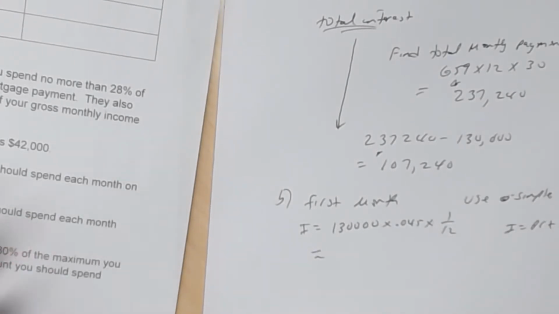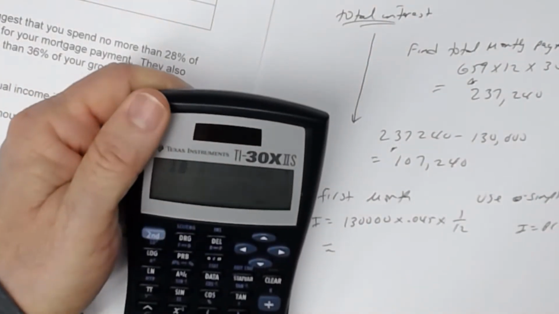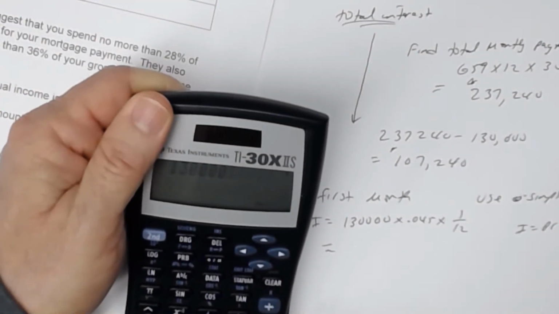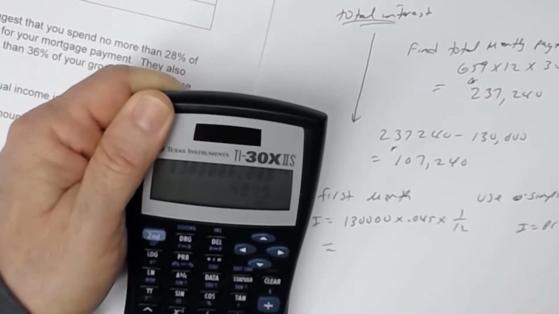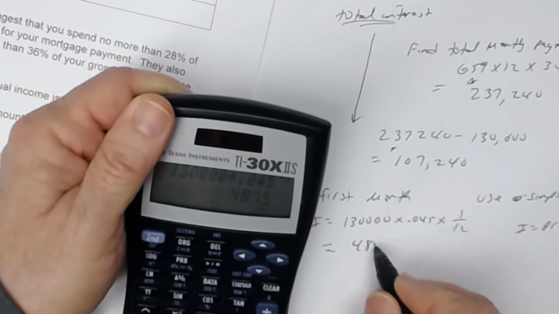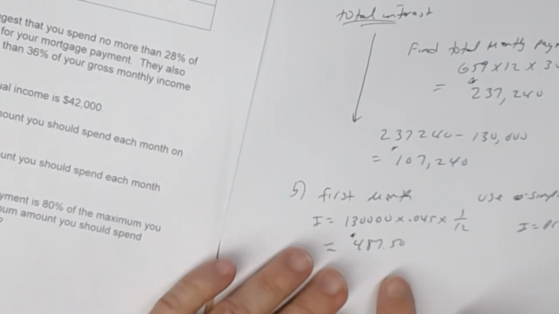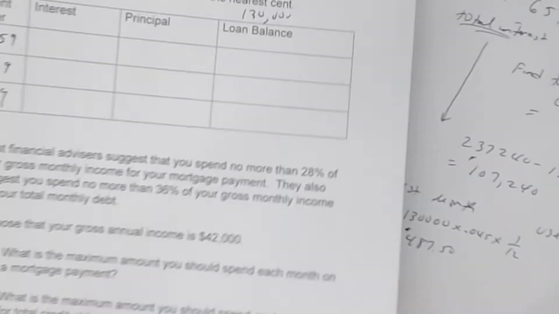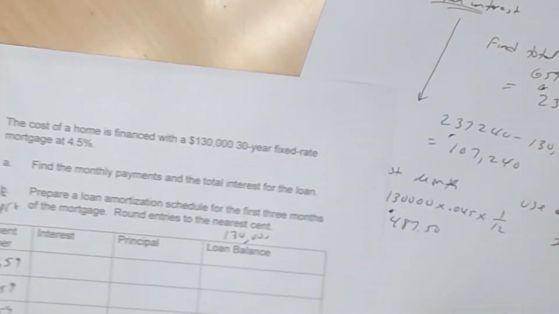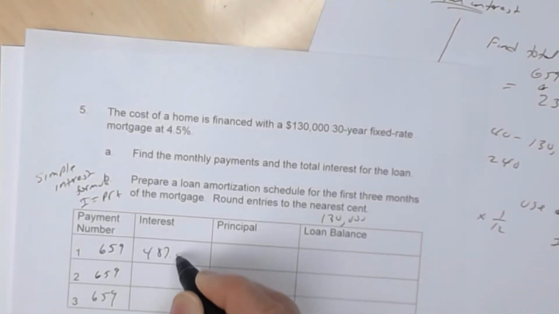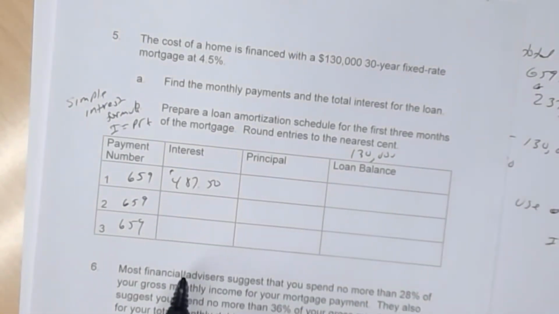All right, let me find a calculator. So then I multiply this out. So $130,000 times 0.045 divided by 12 equals $487.50. All right, now for this case, let's actually look. It says round all entries to the nearest cent, okay, nearest cent. All right, so what I found is this now. So this is going to be $487.50. That's the interest for that first month.